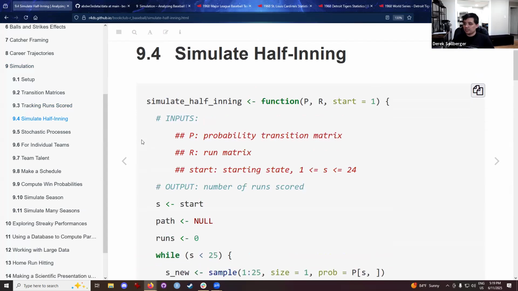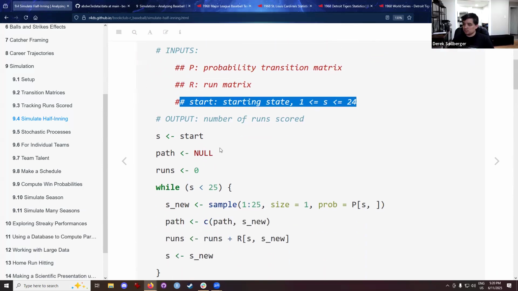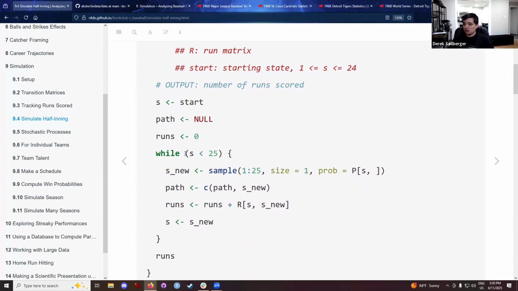So now we want to move on to simulating a half inning. Being mindful that we're going to want to be doing this thousands of times, the authors suggest making a function for this. I wanted to explicitly mention that the inputs are a probability transition matrix, the run matrix that we just saw, and a starting state from one of the 24 situations from the base runners and 0, 1, or 2 outs. What this does is actually create a sequence of states, keeping track of the number of runs scored until we reach a 3-out situation.